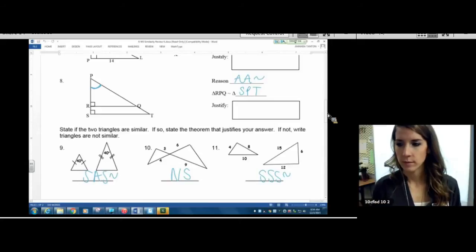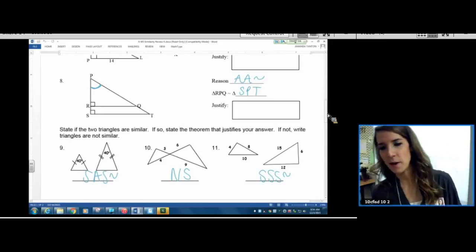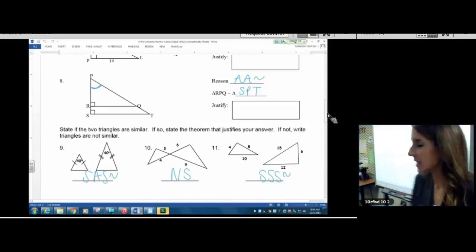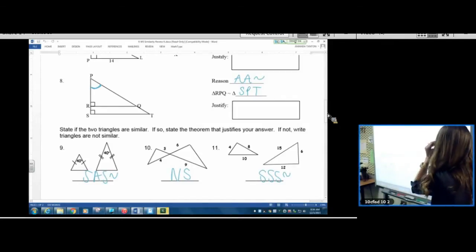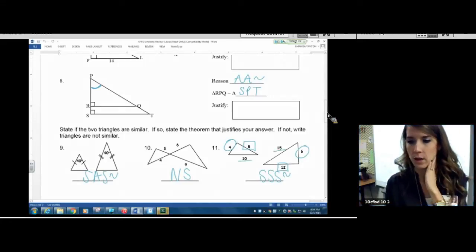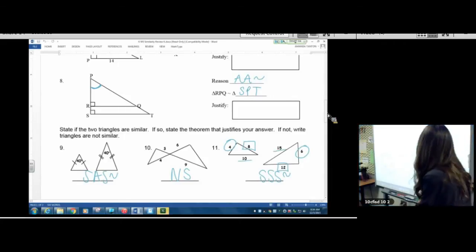Small over small, medium over medium, large over large. Yeah, that's how, we don't have any angles to go by, so you just pick the smallest one. It goes with the smallest. The medium goes with the medium, and then the leftover ones. Okay? And you set up a proportion. Yep.